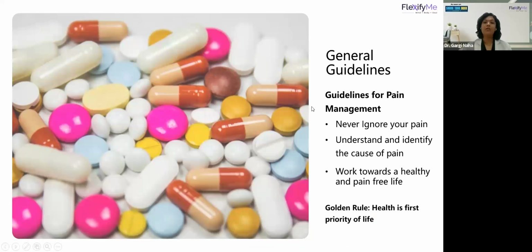Right. Now, coming to the general guidelines for pain management, the very first thing is please do not ignore your pain. Prevent or stop the pain before it reaches the chronic stage. You have time. Please go for interventions, take therapy, reach out to doctors or a medical practitioner to understand what is the reason for your pain. Identify the cause of your pain so that you can treat the root cause. Just don't take medicines and mask your pain.